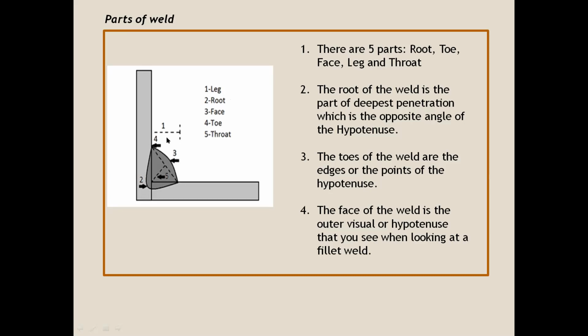See this part one, the leg, and the second part is the root, and the third part, the face, and the fourth part, the toe, and the fifth part, the throat. These are the five parts of a weld: root, toe, face, leg, and throat. The root of the weld is the part of deepest penetration.